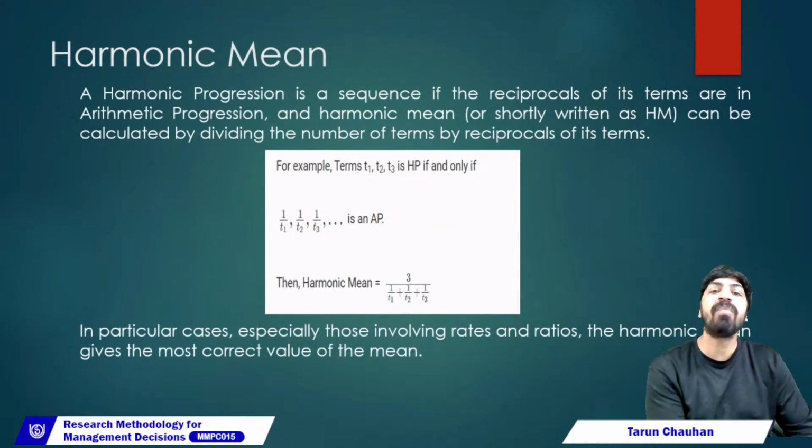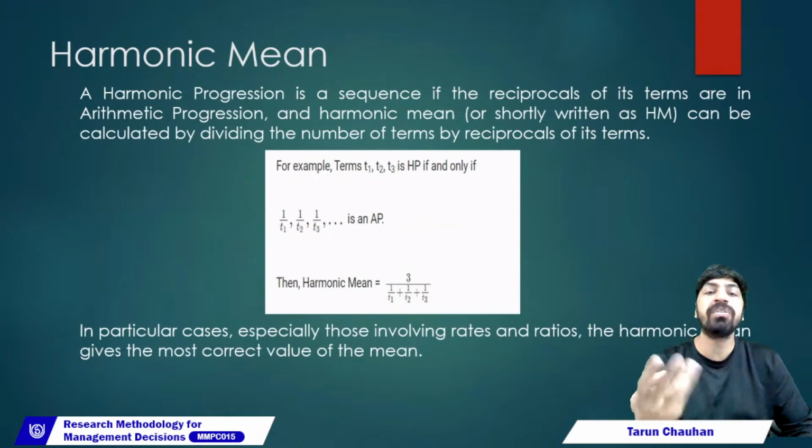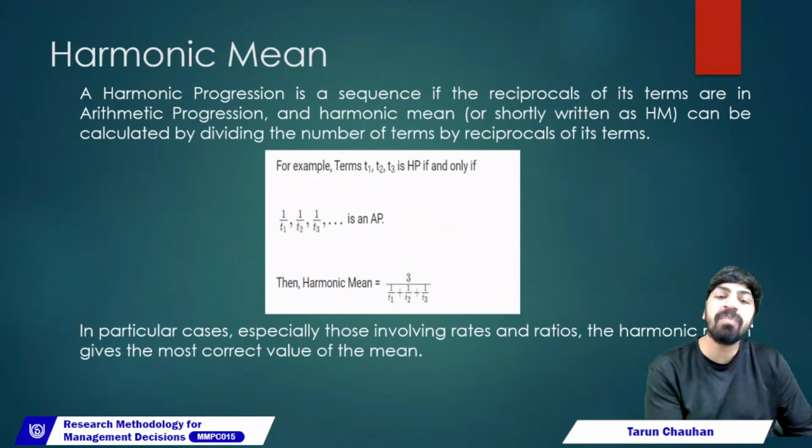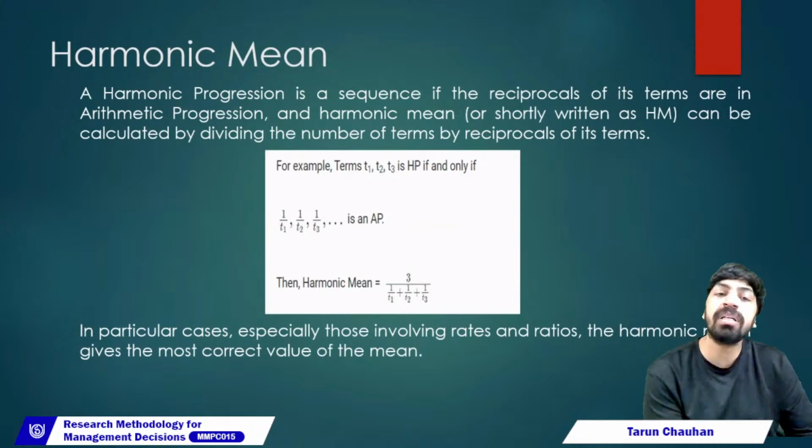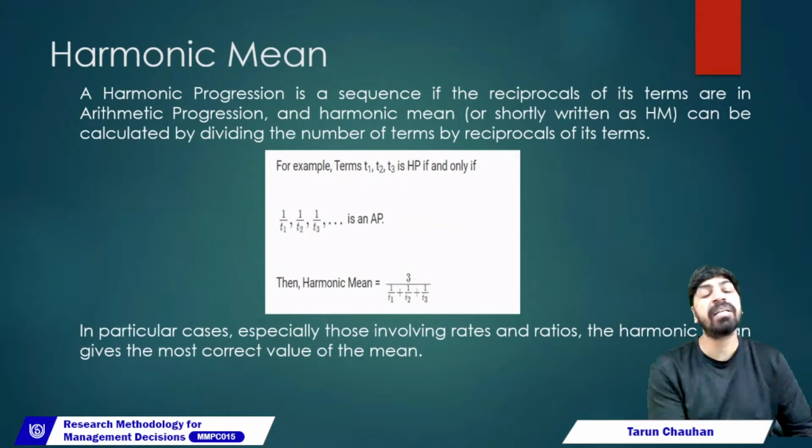by taking the reciprocal of it: 1 by T1, 1 by T2, 1 by T3. So what is the harmonic mean? There are three values, T1, T2, T3. The harmonic mean is a reciprocal of an average. The average is over 3 terms. So we just take the reciprocal of the arithmetic progression.